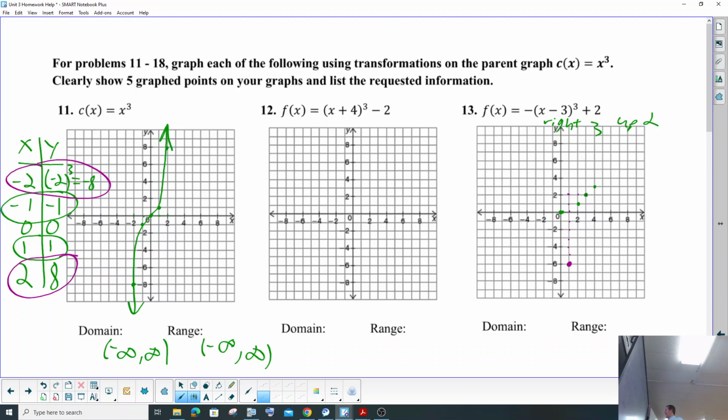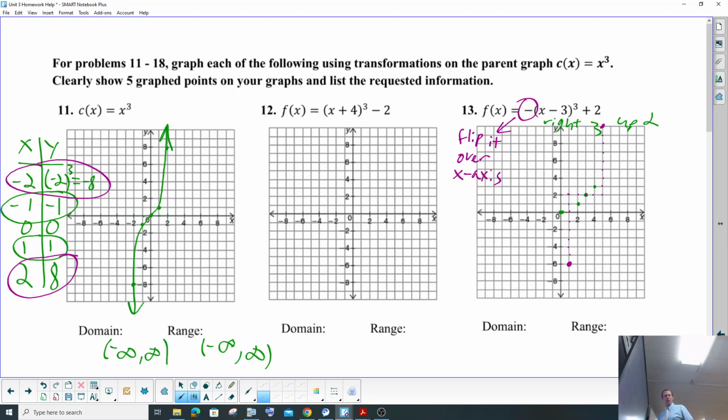So then, wait a second. Something weird's going to happen. From the origin, right 2, up 1, 2, 3, 4, 5, 6, 7, 8. Okay, so we forgot about the negative. What does that negative do? So the negative is going to flip it over the x-axis, okay?